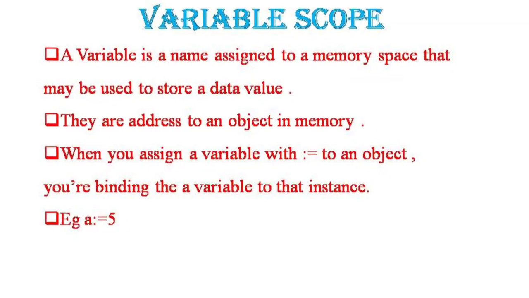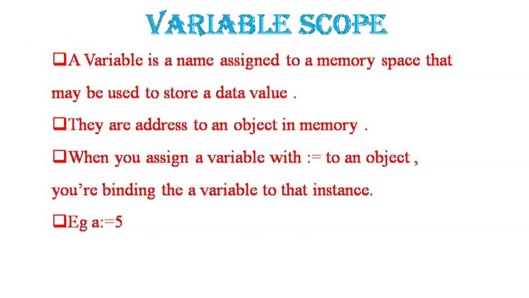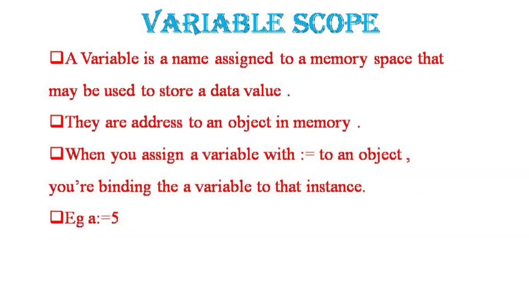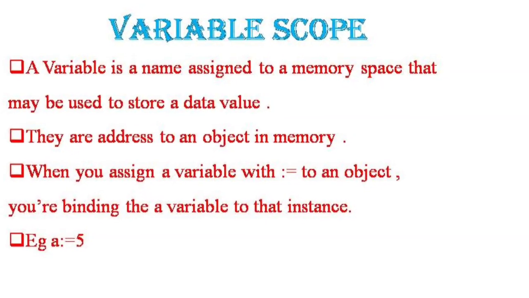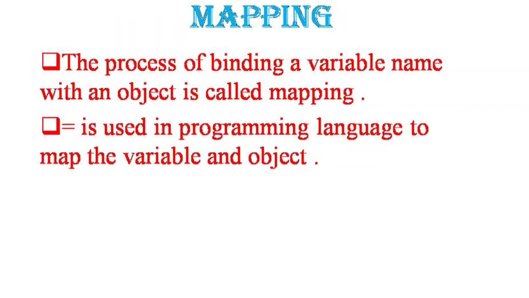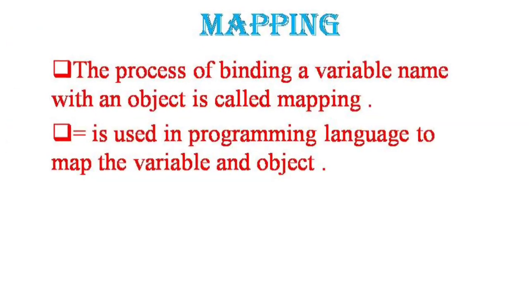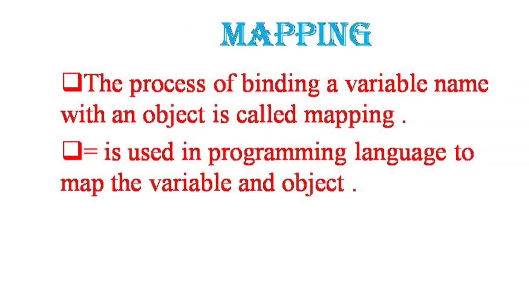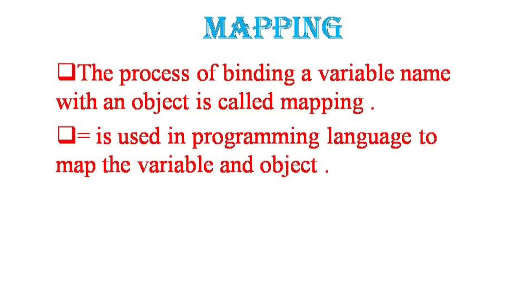Now, see this example: a = 5. A is the variable and 5 is the value assigned. Multiple variables can be mapped to the same instance. Now, what is mapping? The process of binding a variable name with an object is mapping. The equal to sign is used to map the variable and object.